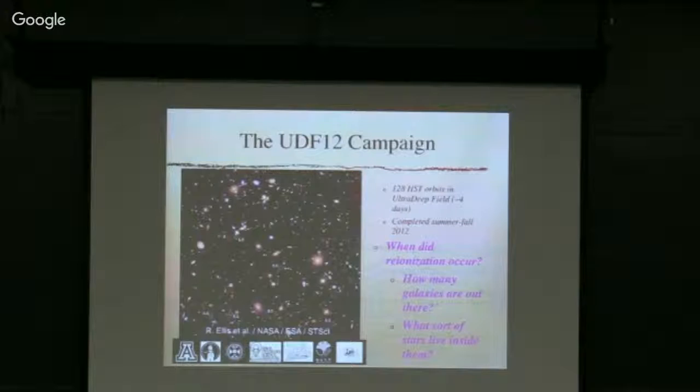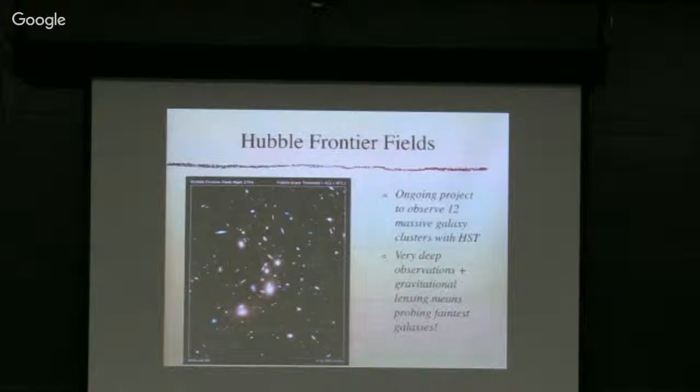The questions we wanted to ask are, how many galaxies are out there? Because those are the sources that we think are doing the ionization. And second, what sort of stars live inside of them, which is a much harder question. But ultimately, you need to answer that to know how efficiently these galaxies can create ionizing photons. So that was in 2012.